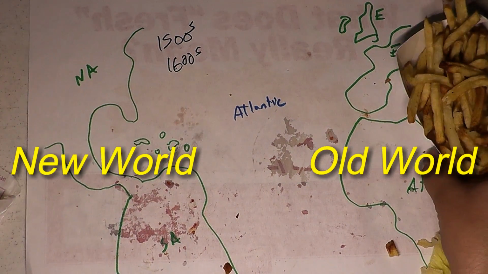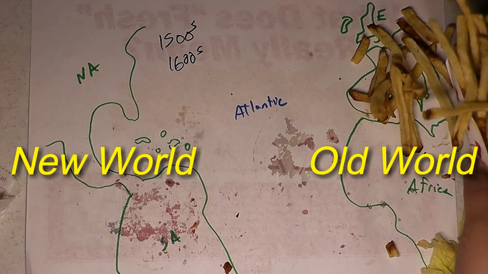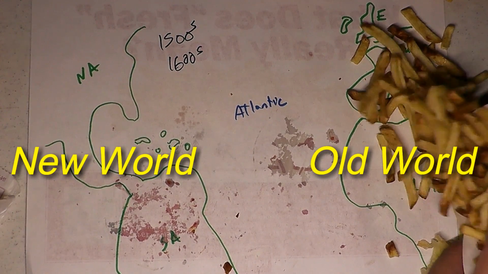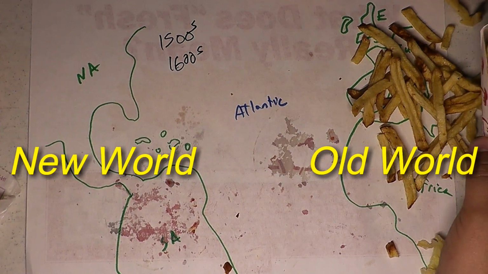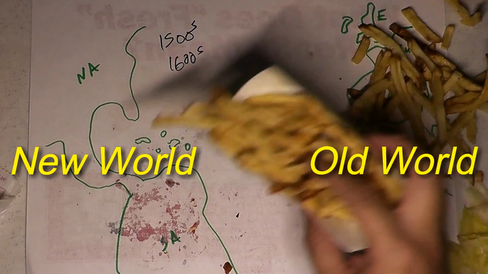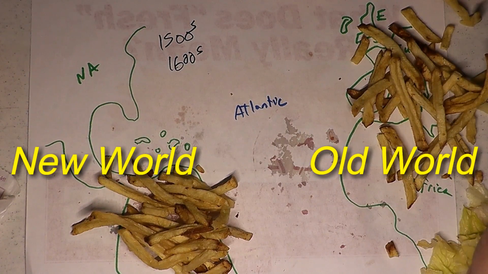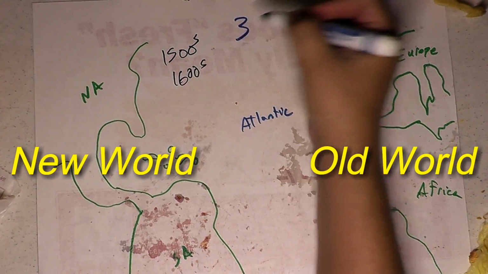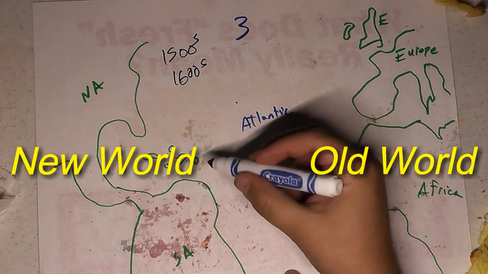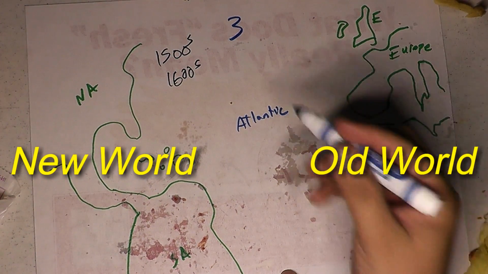Now you've got potatoes in the Old World, and they're growing them and planting them, and so there you go. Now you've got potatoes all over the world because they're native to the New World. So that's one example of the Columbian Exchange. There were three major things that were exchanged between the Old World and the New World.